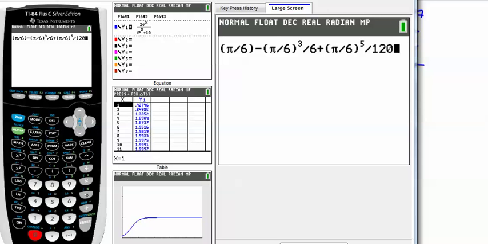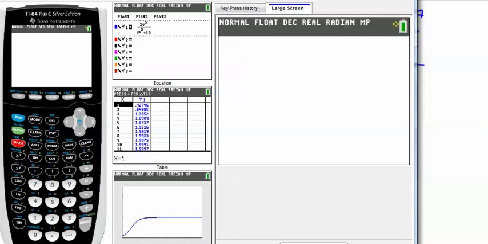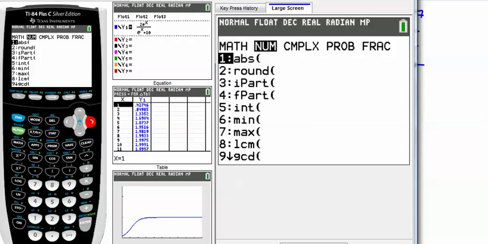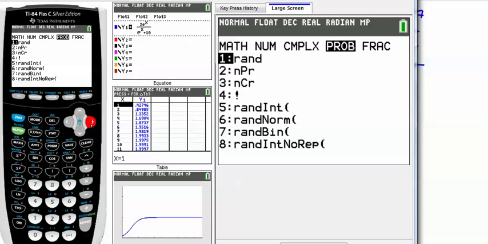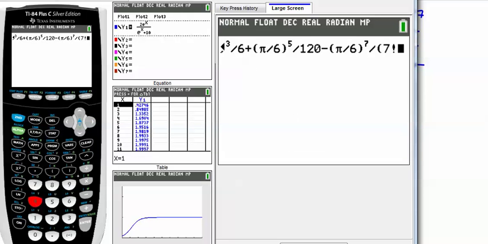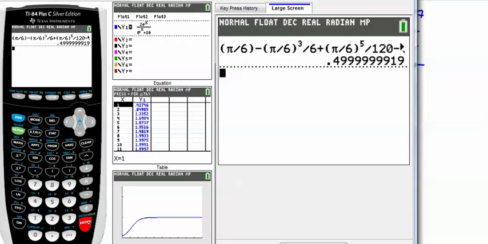Minus, this is our last term, thank goodness, because this is getting very tedious, pi divided by 6 to the 7th divided by 7 factorial, and I'll let the calculator do that one. How about that? 0.4999999.